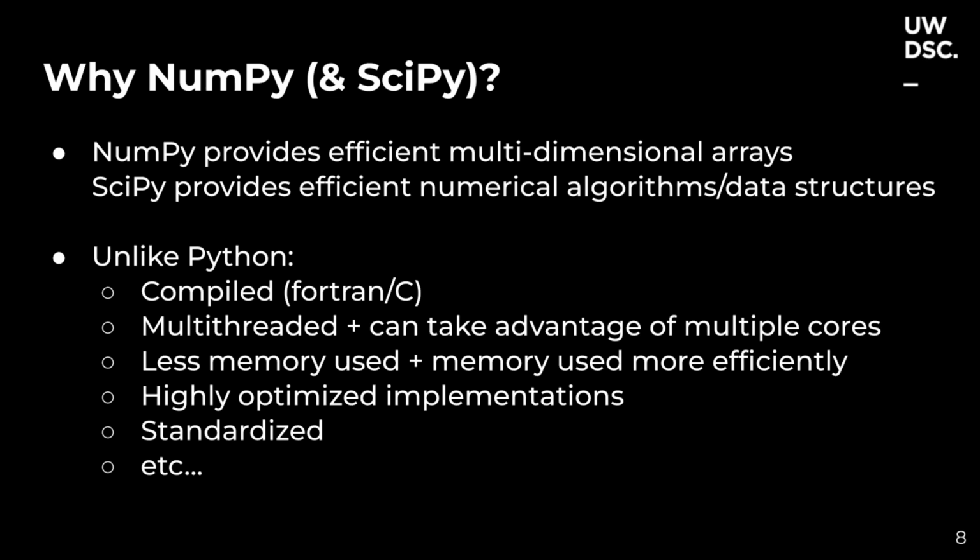As I mentioned before, unlike Python, it's compiled, which is great. It can take advantage of all the cores on your computer. It's multi-threaded and it can do, for example, a matrix multiply in parallel. It uses your memory more efficiently. I mentioned before, you have a chunk of memory to work with numbers as opposed to many indirections, and this tends to be more efficient. There are really optimized implementations because people have been working on this for years and years. It's standardized in the community, like all these libraries are built on top. There are just a lot of reasons to use NumPy and SciPy.